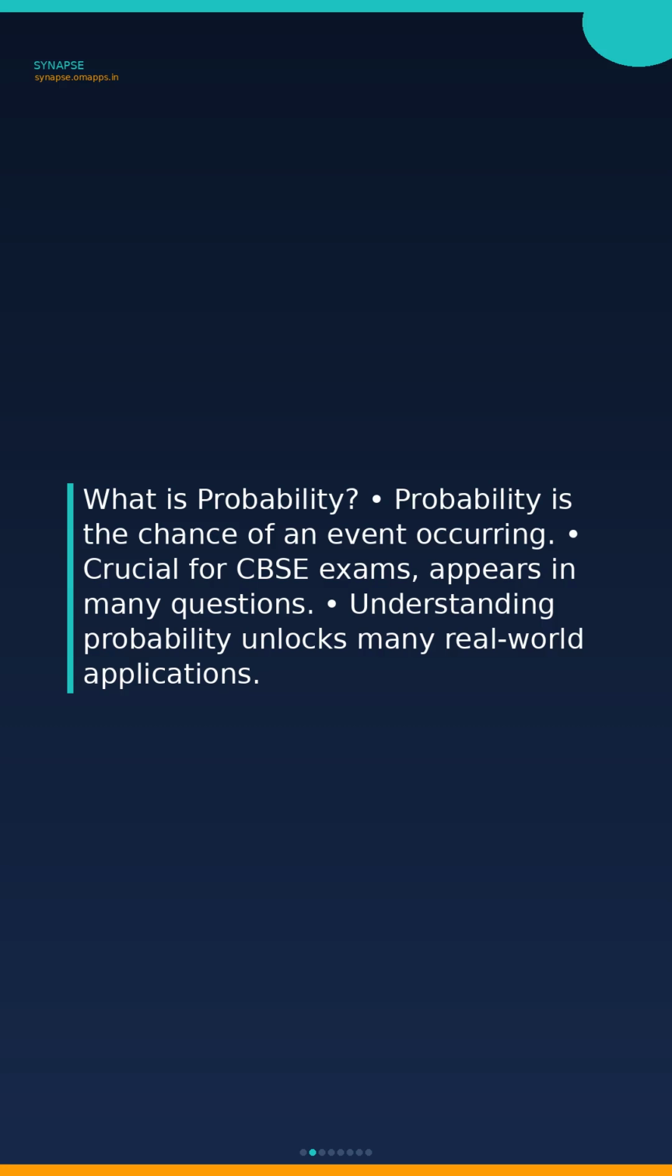Now, let's define a key term, random experiment. A random experiment is an experiment where we know all the possible outcomes, but we can't predict which one will happen. For example, tossing a coin is a random experiment because we know it can be heads or tails, but we don't know which it will be before we toss it.